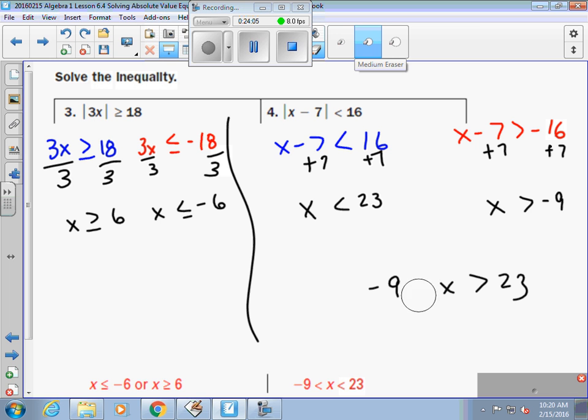I got my symbols wrong. Remember, make sure the mouth is eating the same one. The mouth is eating the x.